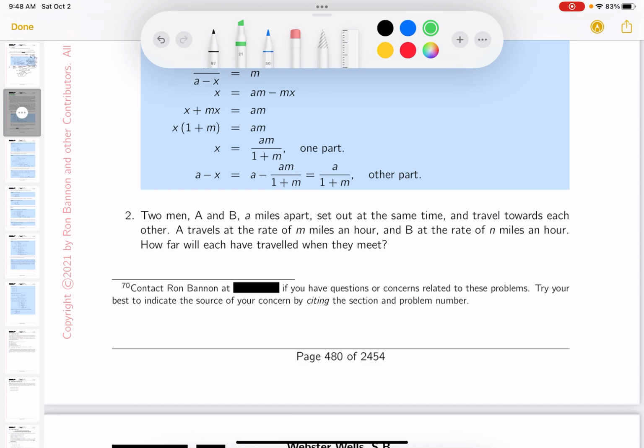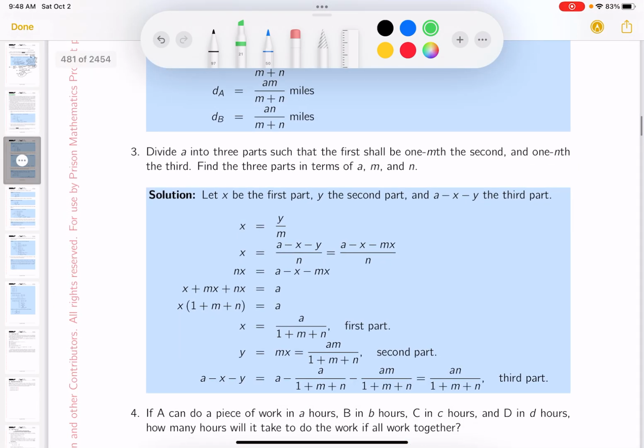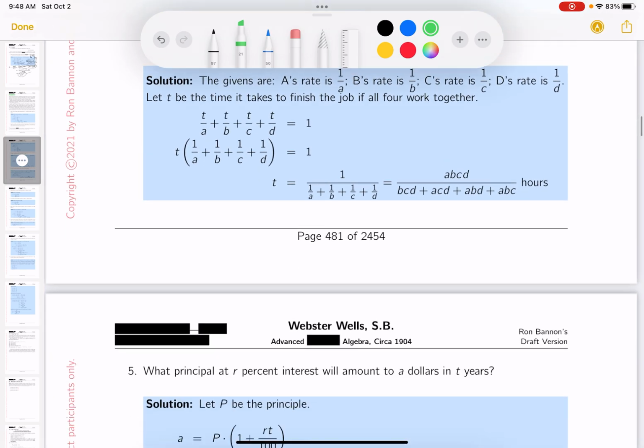So, like the second one is about two men, A and B. They're A miles apart, right? You get the idea. You have to read that. I'm going to say distance equals rate times time problem for that. And again, 3. Again, it's dividing something into parts. 4 is a work problem. I'm seeing that. But again, you might be confused. You might have to go back and review other sections about the work problems that we've already done prior. This might be more difficult for you.